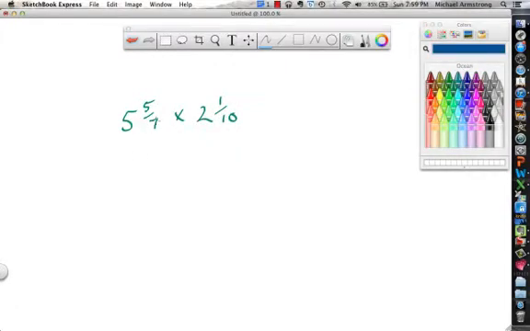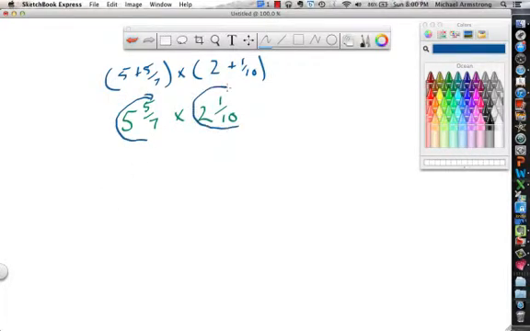Okay, 5 and 5/7, and 2 and 1/10, so these are two mixed numbers. The distributive property would be tougher on this one because we'd have to split it into four things. 5 plus 5/7 times 2 plus 1/10, and we'd have to multiply 5 times 2 and 5 times 1/10, and then 5/7 times 2 and 5/7 times 1/10. We'd have to multiply all four of them together and then add them up, and then we'd come up with our total. So the distributive property doesn't make sense here. It makes more sense just to convert each one of them to an improper fraction using the method I talked about on the other page.